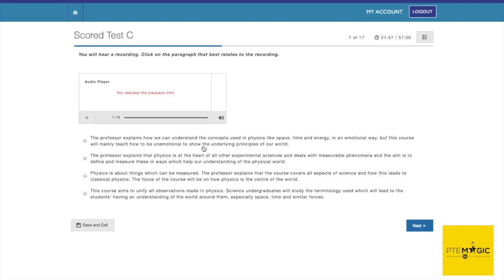Sometimes I find myself quite confused while doing this task, because all the summaries are quite tricky. So it's definitely not the first one, not the last one, probably second or third. I'm going to go with the second one.